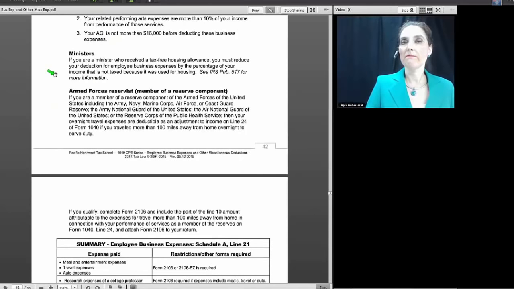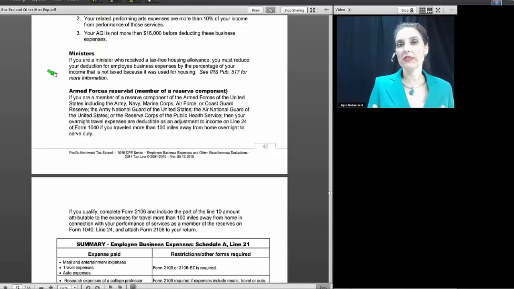If you are a minister who has received a tax-free housing allowance, you must reduce your deduction for employee business expenses by the percentage of your income that is not taxed because it was used for housing. So what this means is most ministers, in administering to their flock, have substantial expenses, and they track those expenses. But they're only going to be allowed to deduct expenses on 2106 as a prorated amount based on how much of their income is being taxed in the first place.